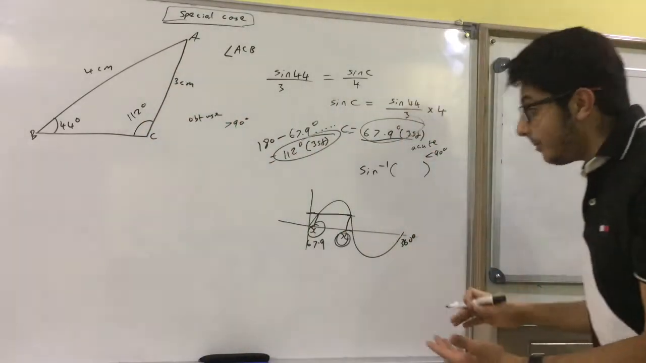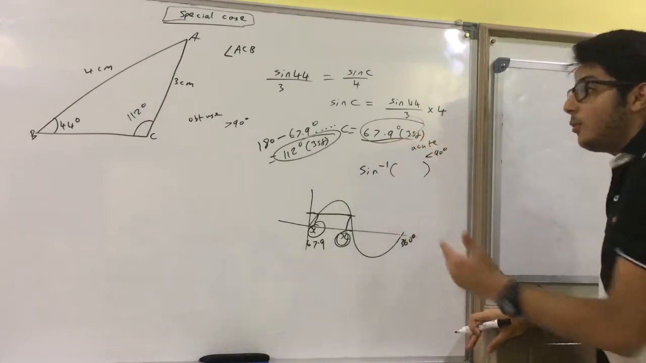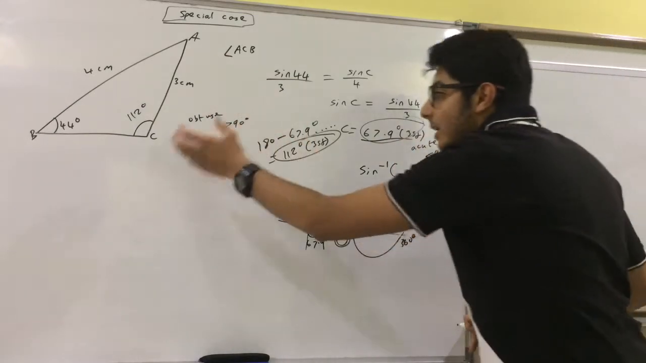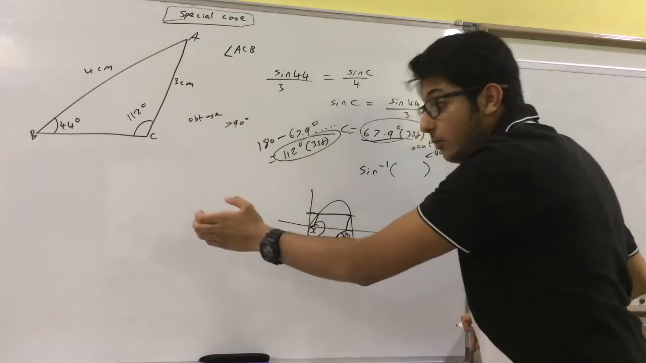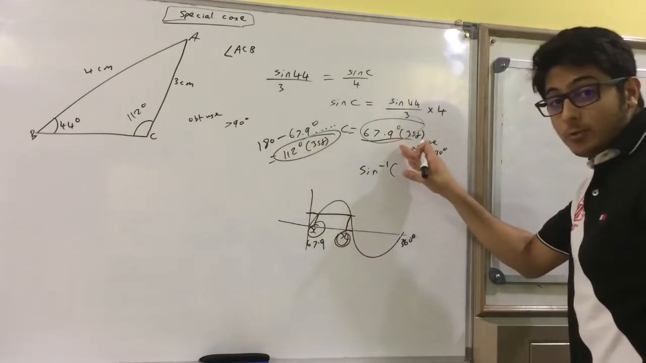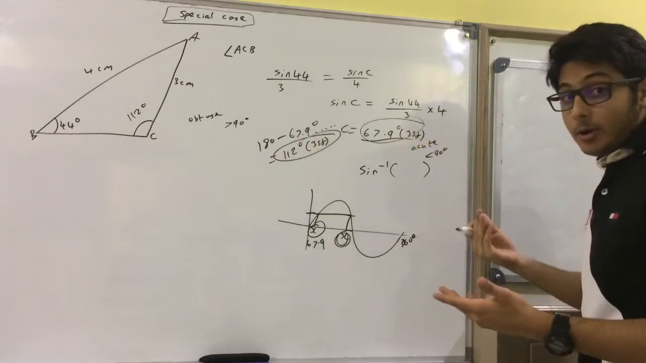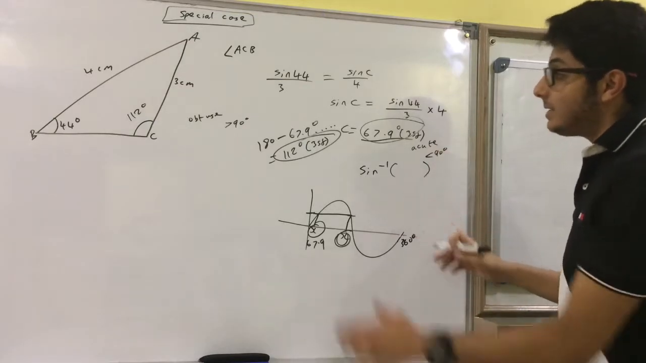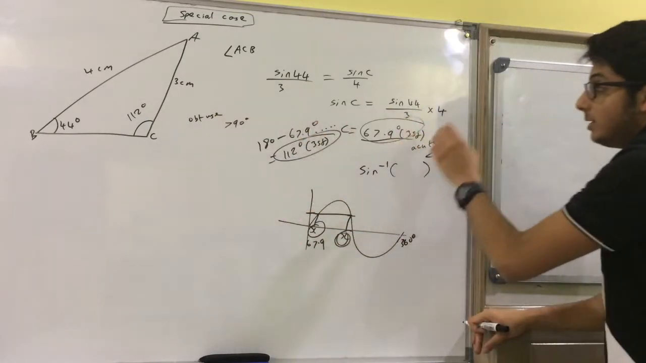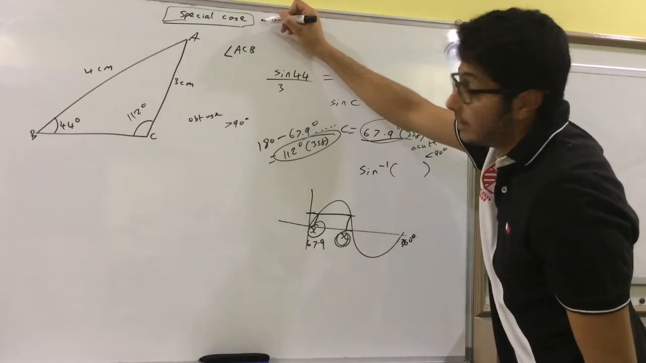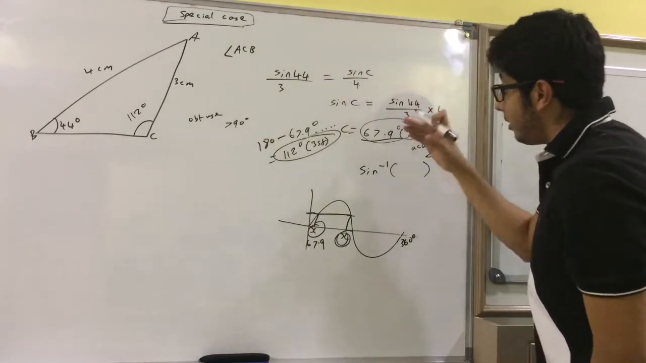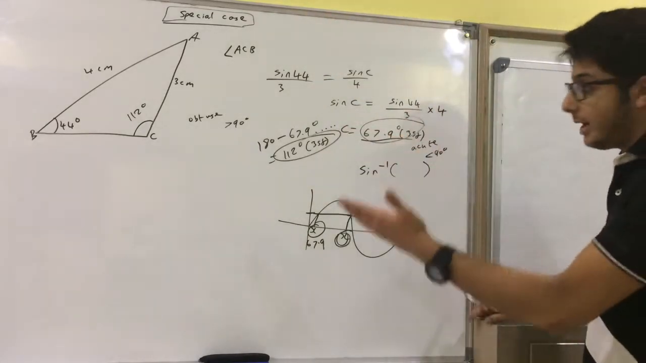So when you're in an exam and you get the answer, 67.9, and you don't check the diagram, you don't see what they gave you, and you don't see that this can't be right, you're not going to get the mark. You need to look at the diagram, look at your answer. You need to be wary of the special case, because it could either be obtuse or it could be acute, depending on the diagram.